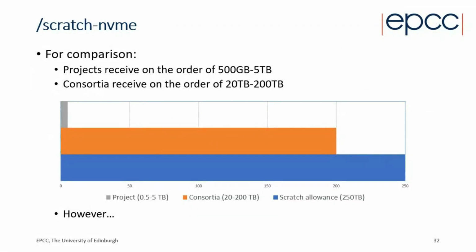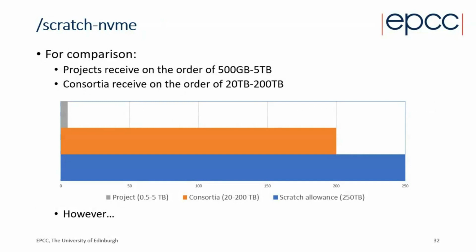To give you an idea of what this means, though, projects typically receive on the order of 500 gigabytes to 5 terabytes of space for their project. That's the little gray bar on the left there. Consortia typically will use something on the order of 20 terabytes to 200 terabytes. That's the large orange bar. 250 terabytes is larger than you would expect anyone to have on the work file systems, regardless of their size.